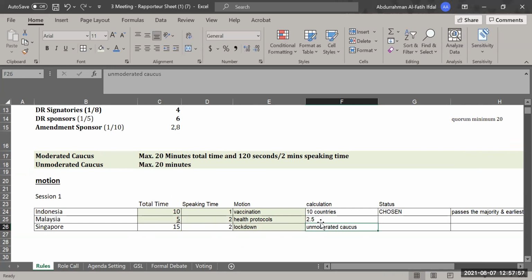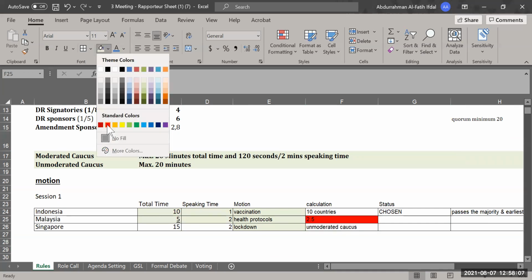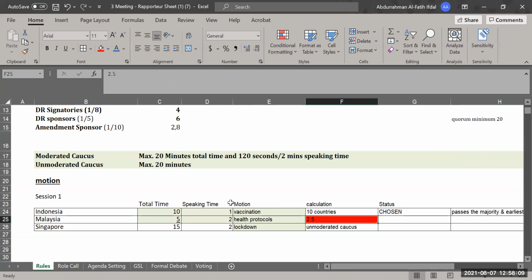be divided by 2? The answer will be 2.5, right? You cannot have 2.5 countries speaking. You cannot just split one country into 2 and make it 2.5. So this will not make Malaysia's motion pass, even though the first two, the total time and speaking time, fulfill the requirement. But since the time cannot be divided into an exact number, this motion will not pass.